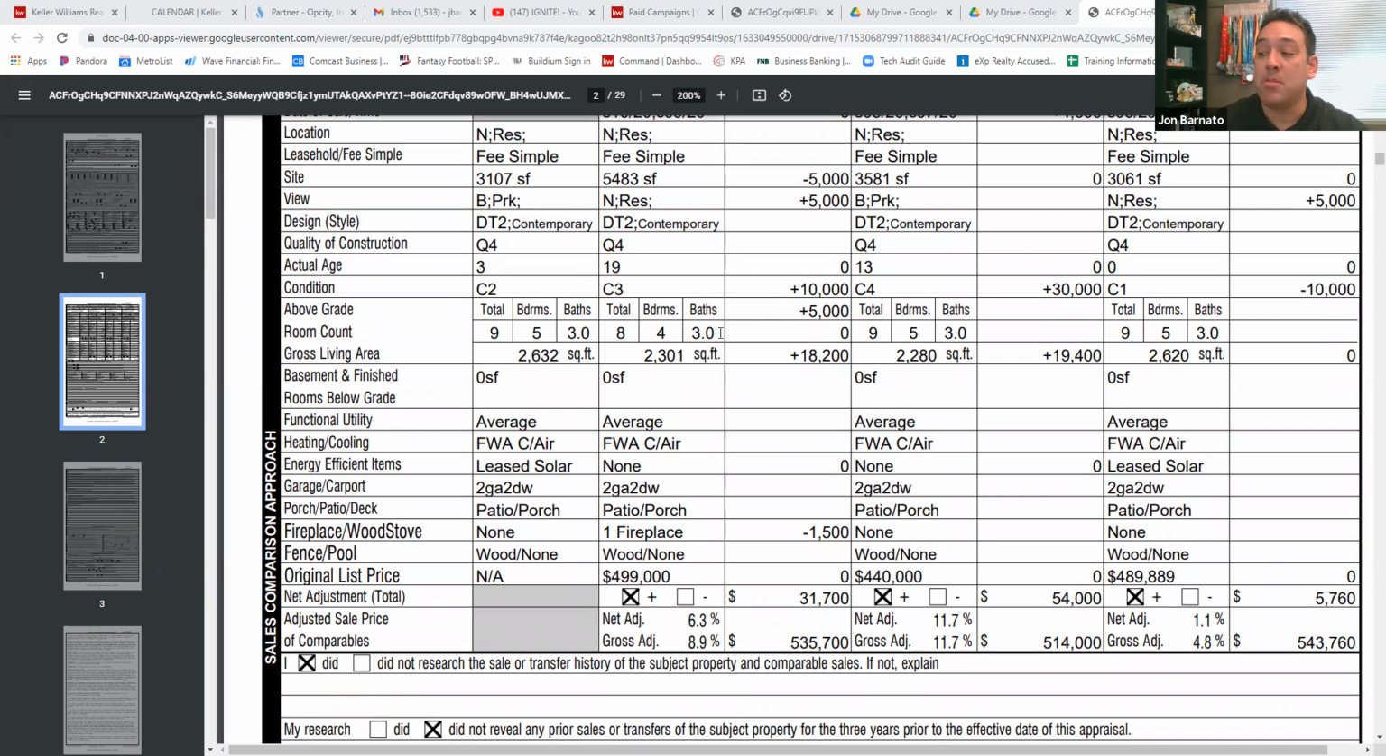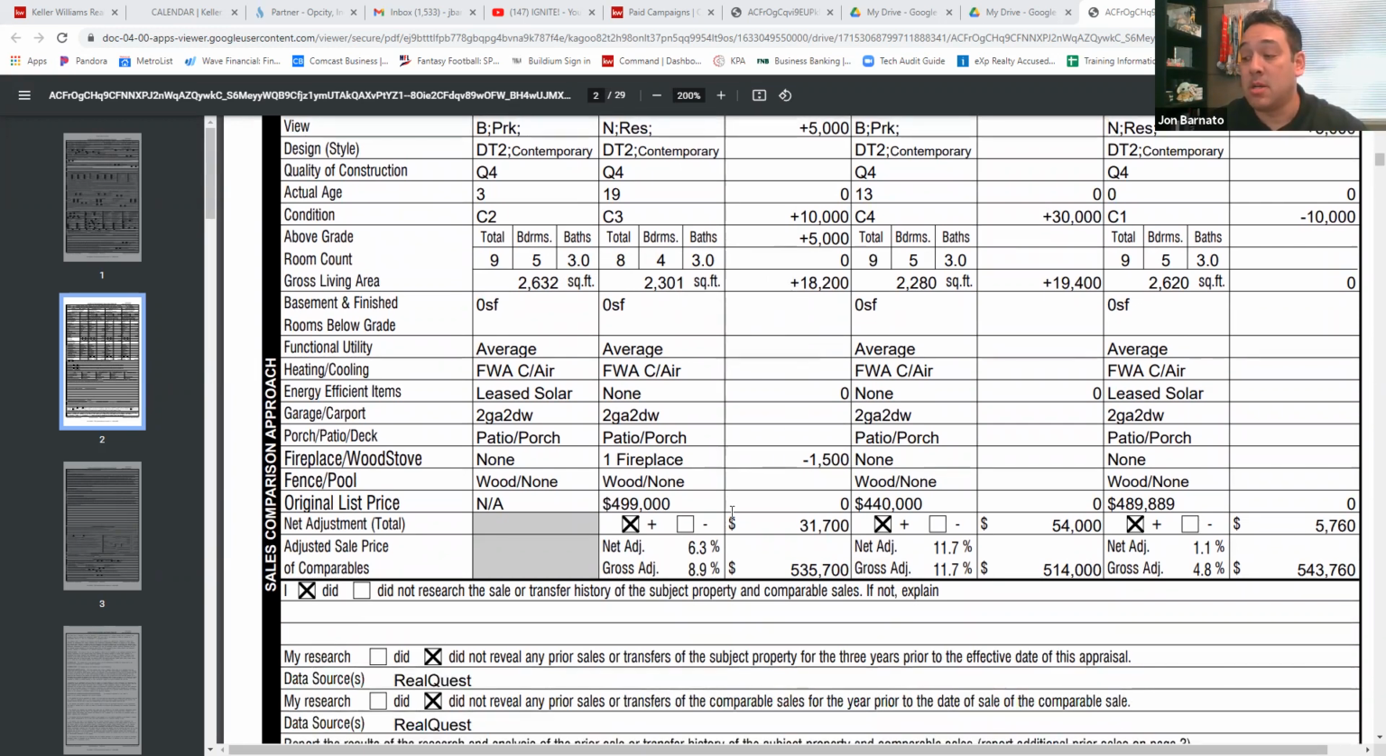This is only 4 bedrooms, 3 baths. I'm 5 bedrooms, so he adds $5,000 to add a bedroom in. My house is 2,600 square feet. They're 2,300 square feet. So he's adding 300 square feet onto this house. So it's adding $18,000 onto it. They have a fireplace. I don't. He's taking off money because that has a fireplace and needs to make it look like my house.